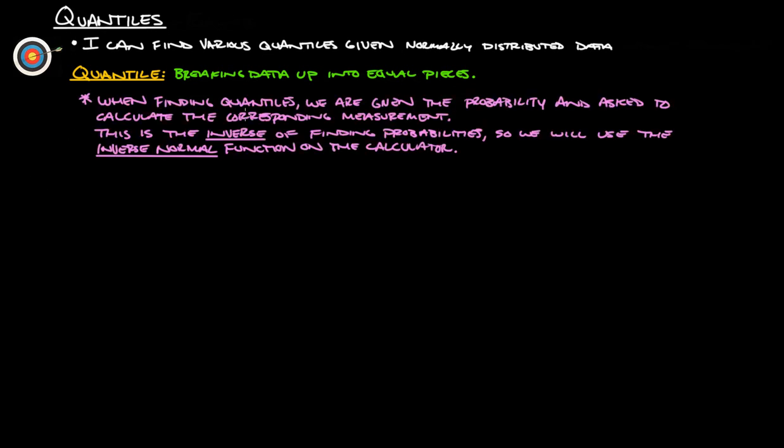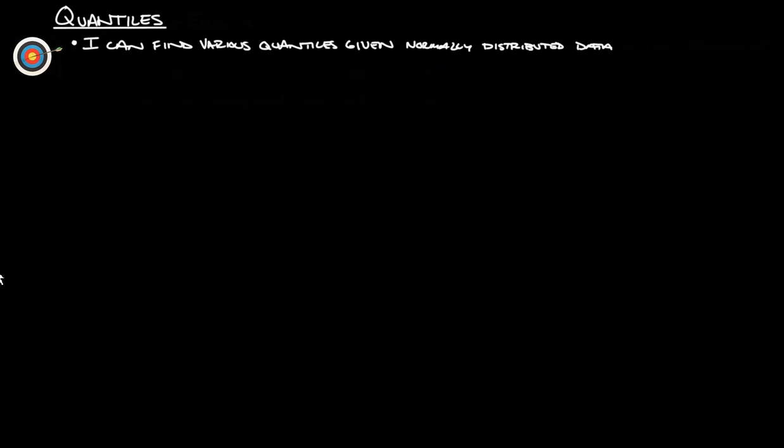Okay, so when finding quantiles, we are given the probability and then asked to calculate the corresponding measurement. So instead of finding the probability of it being between these two numbers, we're given the probability, and then we go back and find the number. So it's the opposite of what we were doing. This is the inverse of finding the probability, so we're going to use the inverse normal function on the calculator. I will walk you through some of those here.